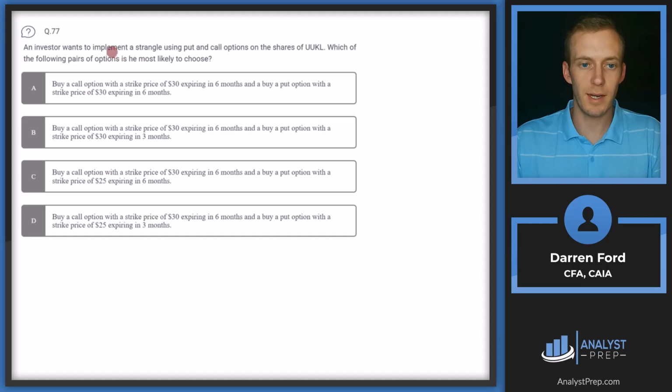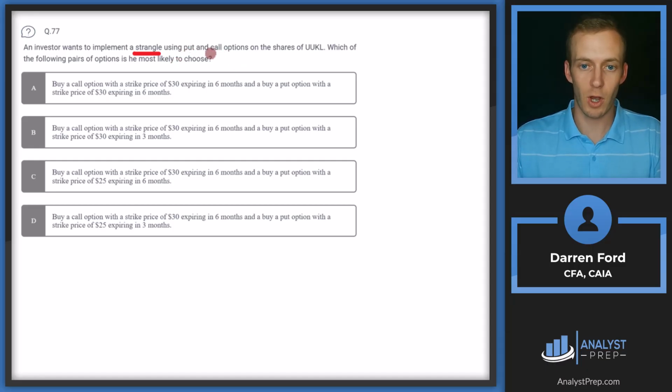Question 77. An investor wants to implement a strangle using put and call options on the shares of UUKL. Which of the following pairs of options is he most likely to choose? So for a strangle using a put and a call, we're going to be buying both of these options.